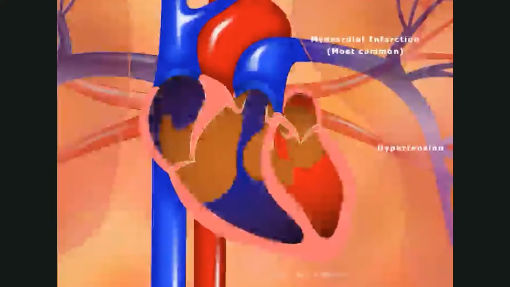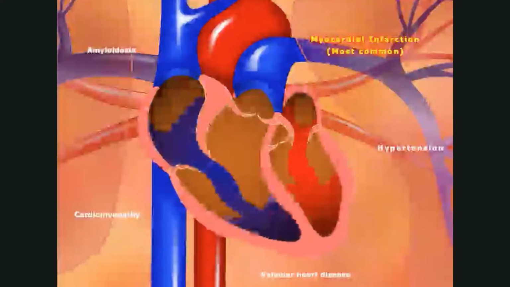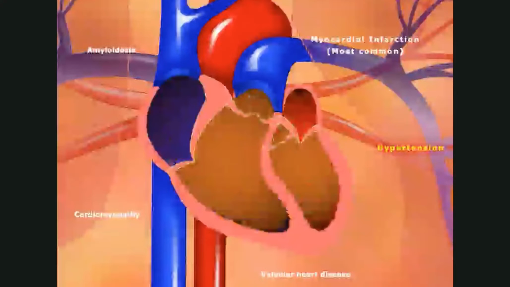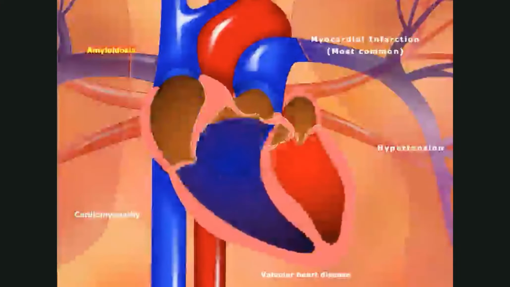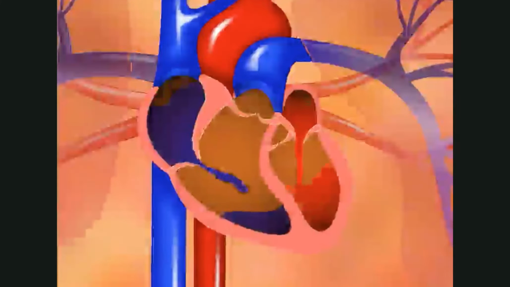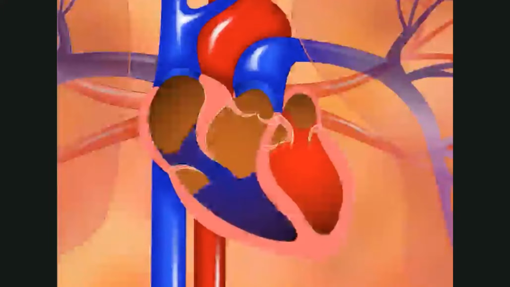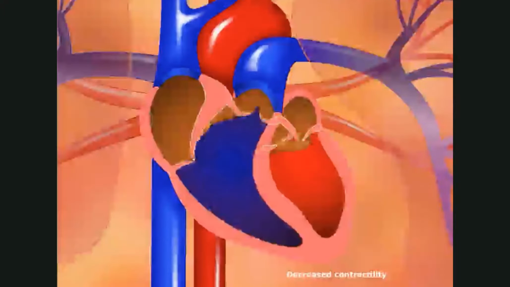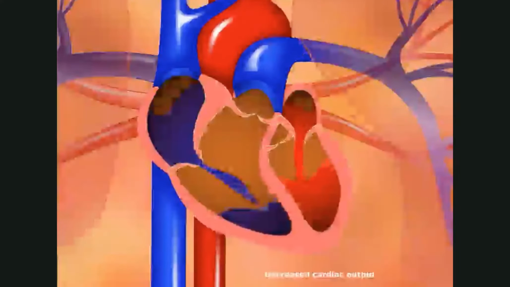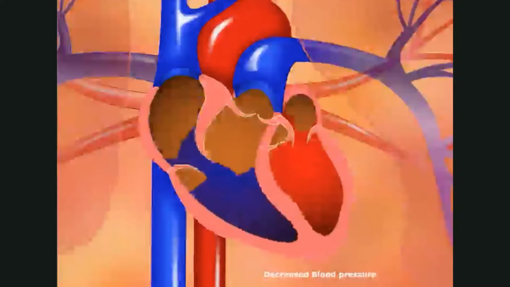A variety of conditions can predispose to CHF, including myocardial infarction, hypertension, valvular heart disease, cardiomyopathy, and amyloidosis. The pathologic changes caused by these conditions lead to decreased contractility and subsequently decreased cardiac output. This will cause a reduction in blood pressure.